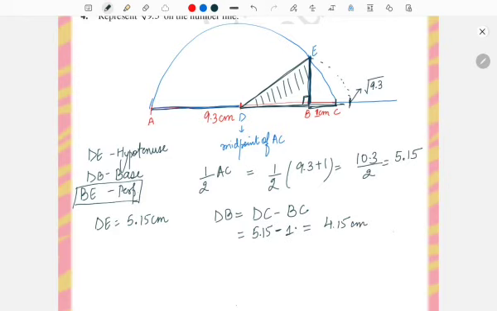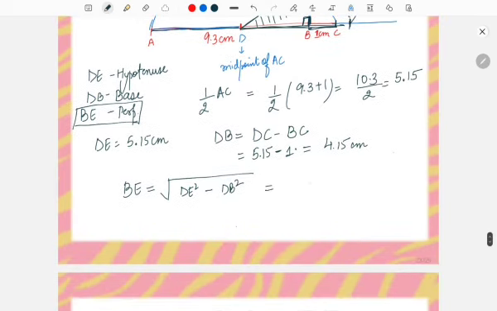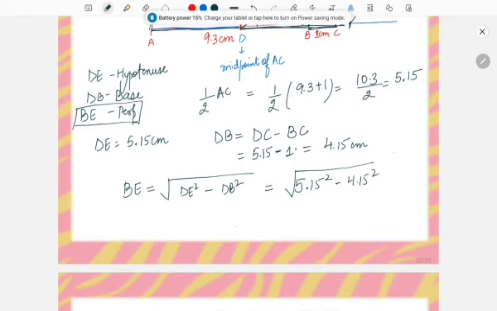Now if I have to find BE, according to Pythagoras theorem, since triangle BDE is a right angle triangle, BE is perpendicular, right? So length of BE will be equal to under root of DE square minus DB square, right? So this would be under root of 5.15 whole square minus 4.15 whole square, right?